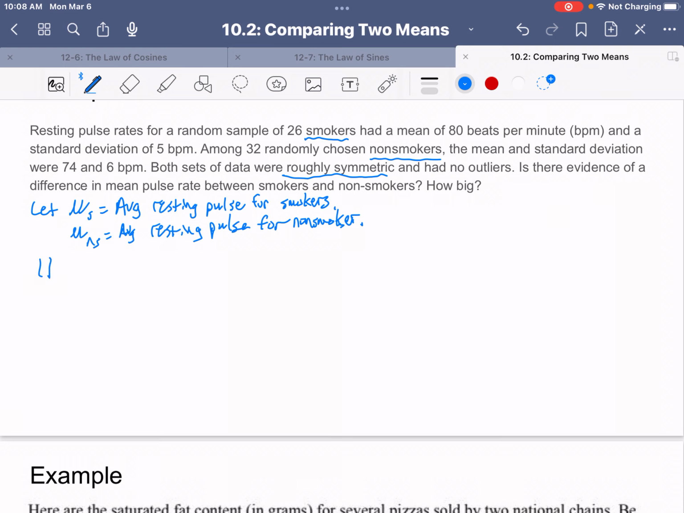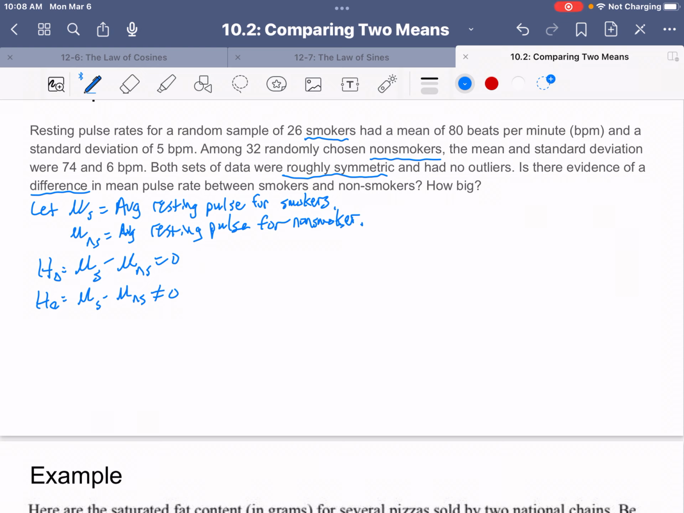Now I'm going to say that the null hypothesis is mu smoker minus mu non-smoker is equal to 0. In other words, their resting pulse rates are the same, no difference. The alternative hypothesis is going to be mu s minus mu ns. Well, let's see. Is there evidence of a difference? So I guess I'm going to go for that not equal to case. If it had said, is there evidence that the mean pulse rate for smokers is higher, then I would have put greater than 0 there. Okay? All right, now we're ready to check the conditions.